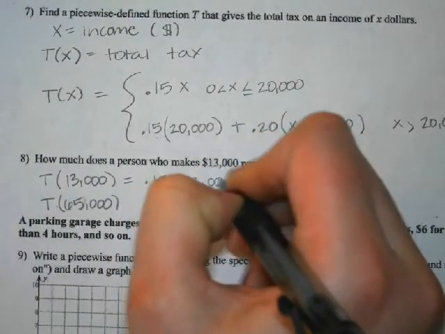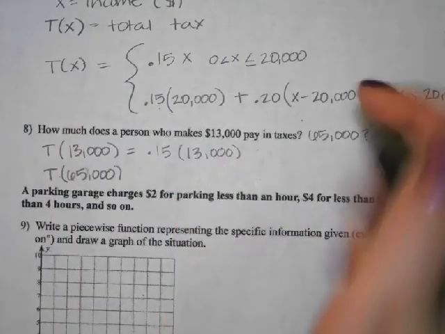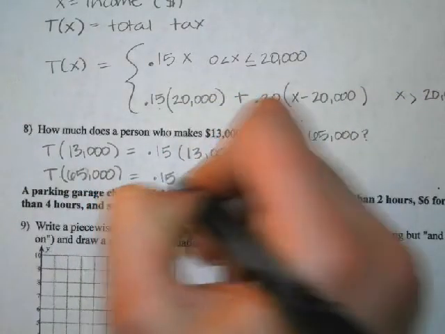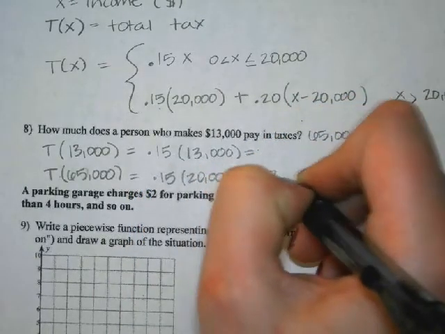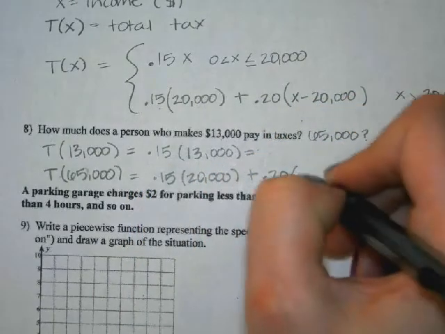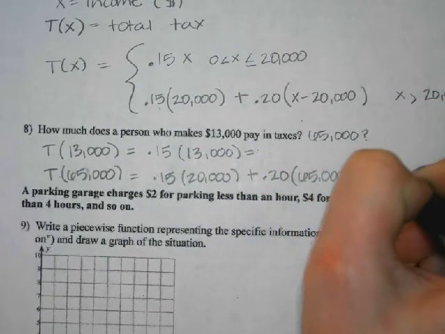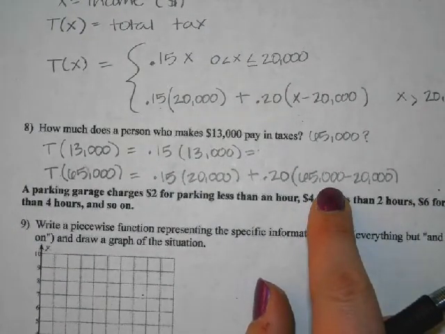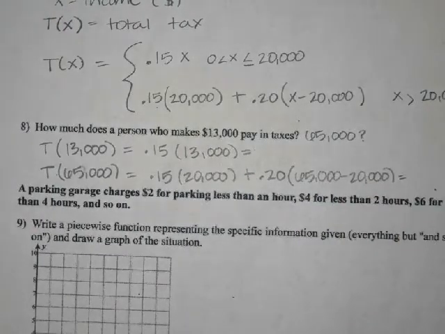All right, so 0.15 times 13,000 is going to tell us how much we're taxed for the 13,000. So we're ready to type that one in. The next one we have to type in a bit more. We have to say 15% of the first 20,000 plus 20% of the 65,000 minus 20,000. So that's 20% of 45,000, which is how much extra we have. So we got two things to type in.